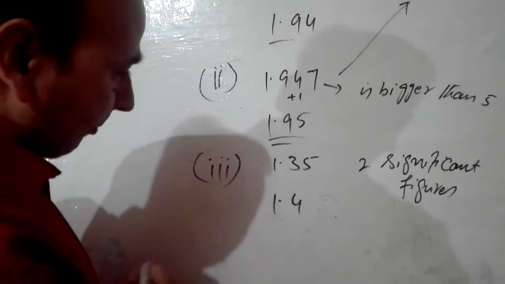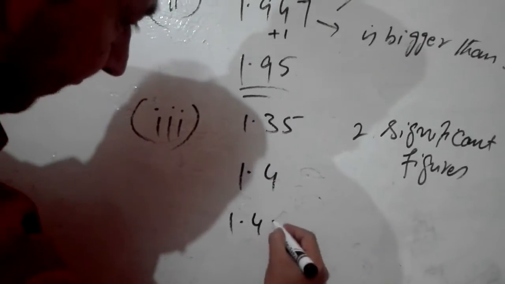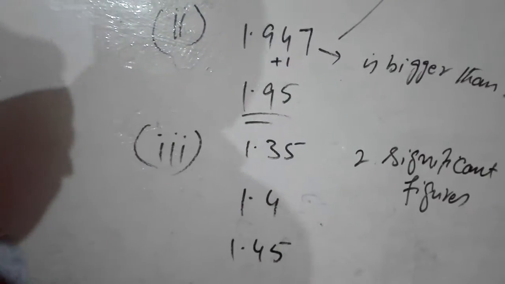Now suppose one more example. If there is 1.45, and the question is the same.